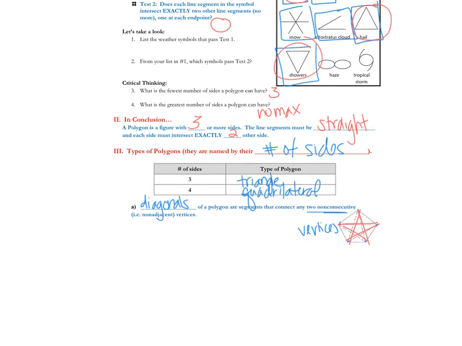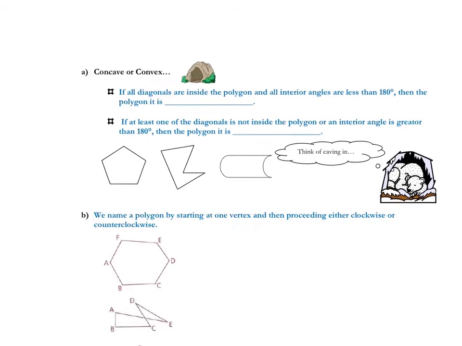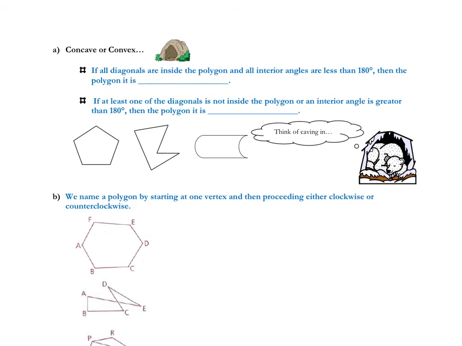All right, let's go to the page. So deciding if something is concave or convex. If all diagonals are inside the polygon and all interior angles are less than 180, then the polygon is convex. If at least one of the diagonals is not inside the polygon or an interior angle is greater than 180, then the polygon is concave.